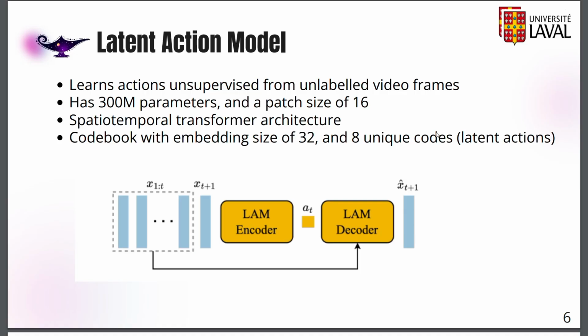In the diagram on the far left, we have the input frames. The adjacent block beyond the dotted line represents the next adjacent frame. The encoder processes these frames, generates a latent action, and through the decoder, helps predict the possible next frame based on the defined latent action.